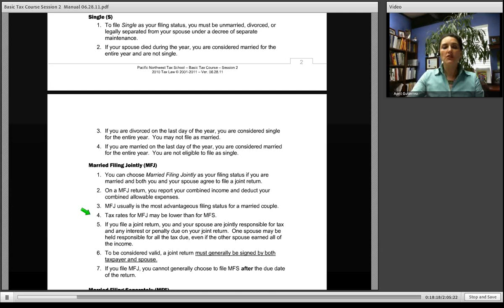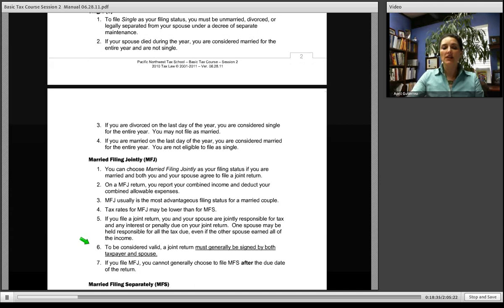If you file a joint return, you and your spouse are jointly responsible for tax and any interest or penalty due on your joint return. One spouse may be held responsible for all of the tax due, even if the other spouse earned all of the income. To be considered valid, a joint return must generally be signed by both taxpayer and spouse.